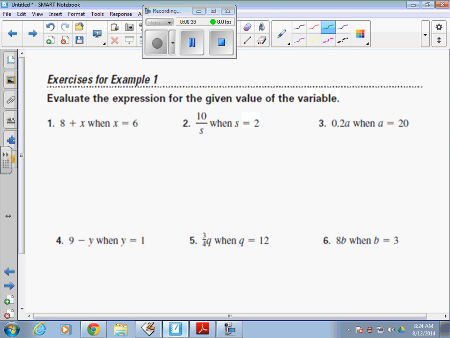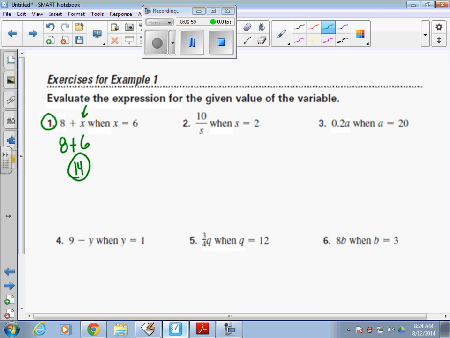Let's take a look at the exercises that go with example number 1. We'll only look at number 1. You'll do the rest on your own. Some of y'all already started. 8 plus x when x's value is 6. All we're doing is plugging in the number 6 in place of x. It becomes 8 plus 6. And when you put 8 and 6 together, you get 14.